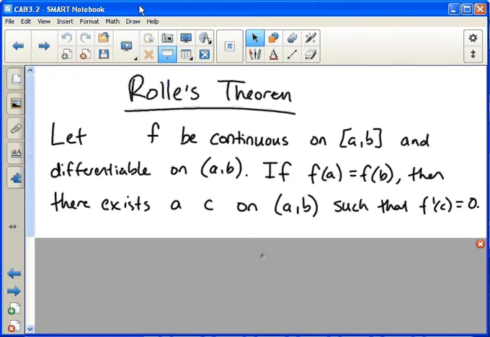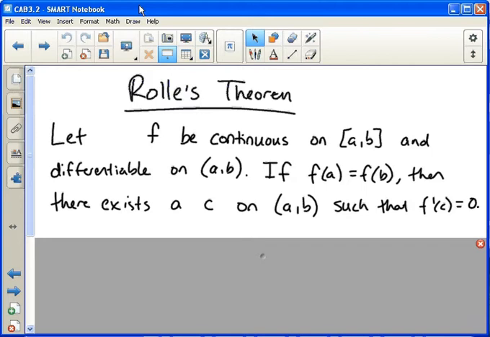One of the important theorems in calculus is called Rolle's theorem. Rolle's theorem says, let f be continuous on the closed interval a to b and differentiable on the open interval a to b. If f of a equals f of b, then there exists a c, that's going to be an x value, on a to b such that f prime of c equals 0.